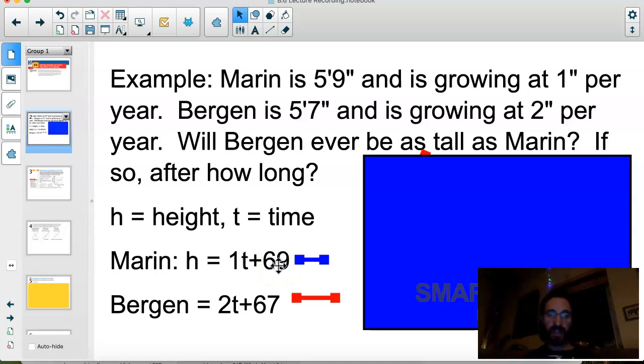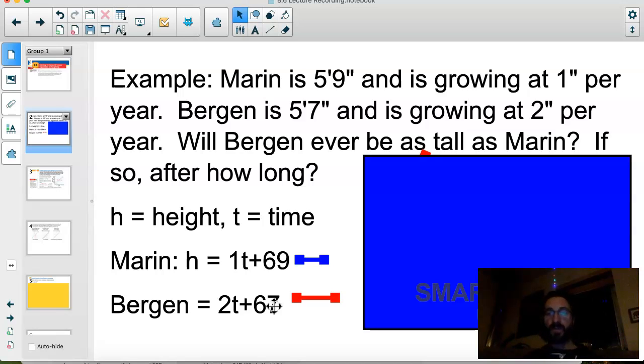Well, where did I get 69 from? Well, I just took 5 feet, 9 inches, and converted it entirely to inches. So 5 feet, 5 times 12 is 60. 60 plus 9 is 69. So Marin's starting height in this problem is 69 inches. Bergen, 5 times 12 is 60. 60 plus 7 is 67. His starting height is 67 inches.